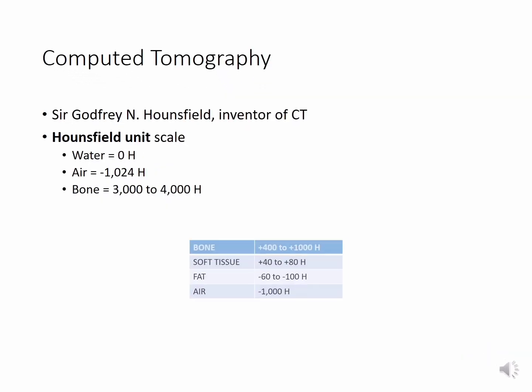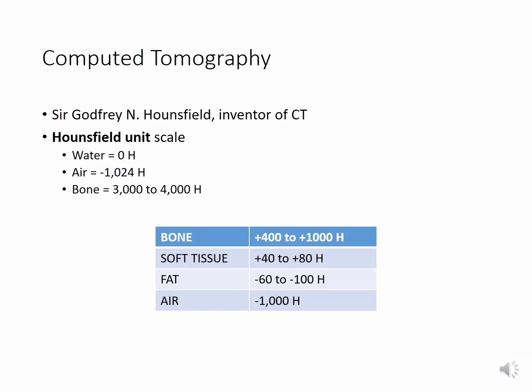As previously mentioned, CT numbers are assigned to each pixel in the image by a computer algorithm that uses as data these measurements of transmitted X-rays, represented by the Hounsfield unit, which is a scale named for Sir Godfrey Hounsfield, who is the inventor of CT. Water is assigned a value of 0 Hounsfield, with the scale extending from negative 1024 Hounsfield for air up to 3000 to 4000 Hounsfield for very dense bone.